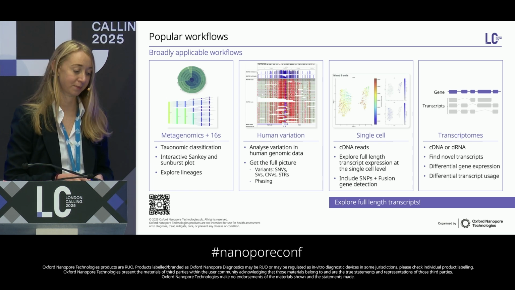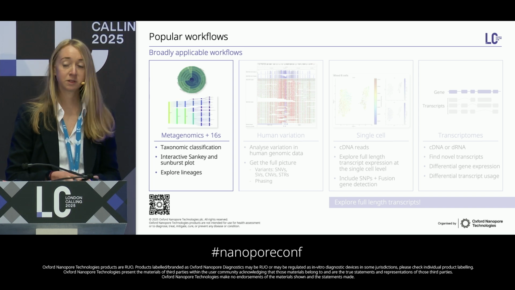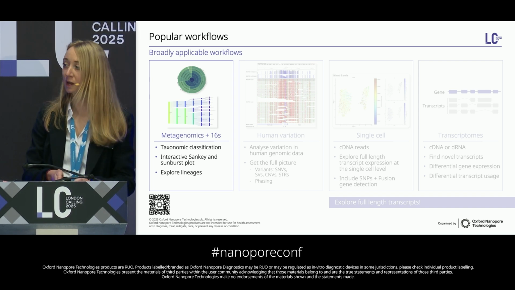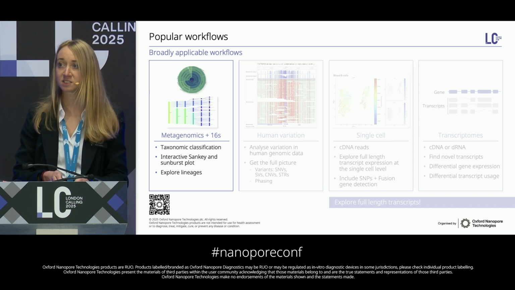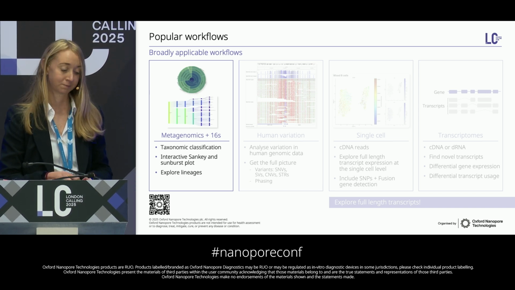for your projects. Starting with the metagenomics or 16S workflows, these can be used for classifying what's in your sample and getting relative abundances, and it will output some nice interactive Sankey plots and sunburst plots, allowing you to explore the lineages of what's in your sample.